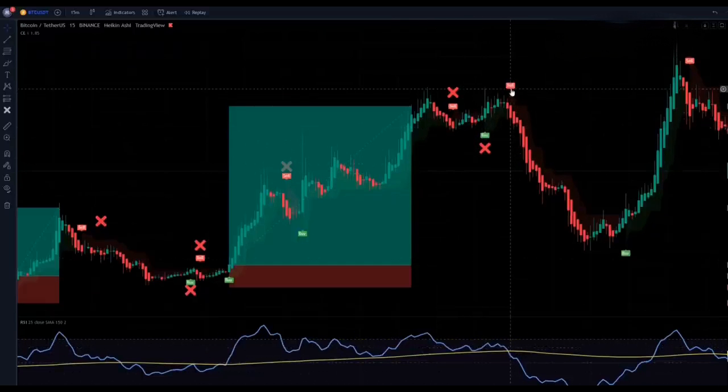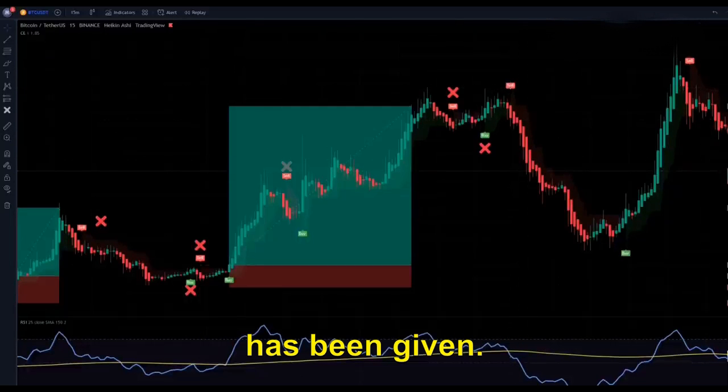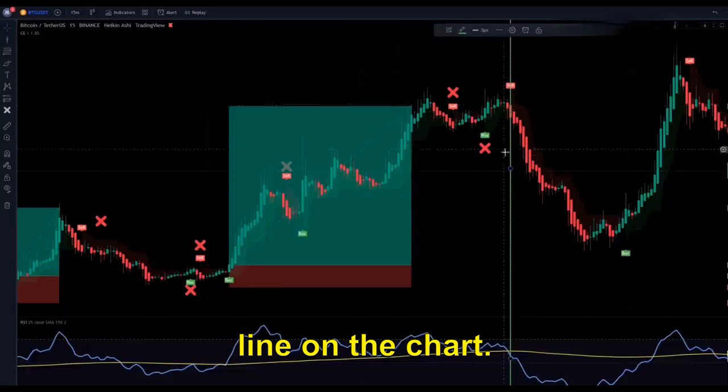But watch carefully here. Here a sell signal has been given. I'll draw a vertical line on the chart.